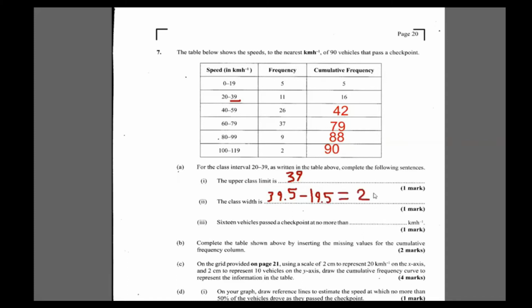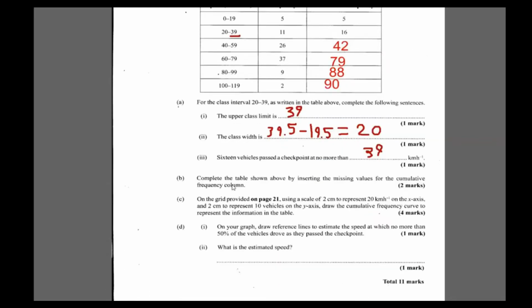Then it asks, 16 vehicles pass a checkpoint no more than blank kilometers per hour. Now, of course, we're in this interval, so 16 vehicles at most pass a checkpoint no more than 39 kilometers per hour, because of 5 and 11. So 16 vehicles travel slower than 40 kilometers per hour. So that's filling out that part. Then it says complete the table by inserting missing values, which we did already.